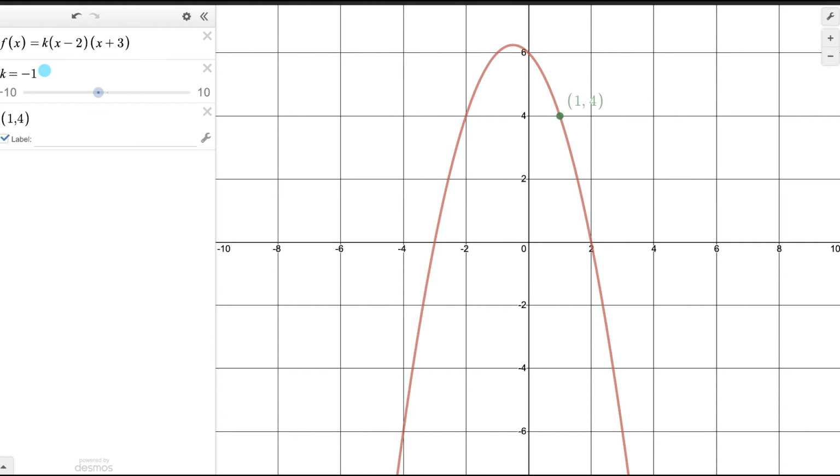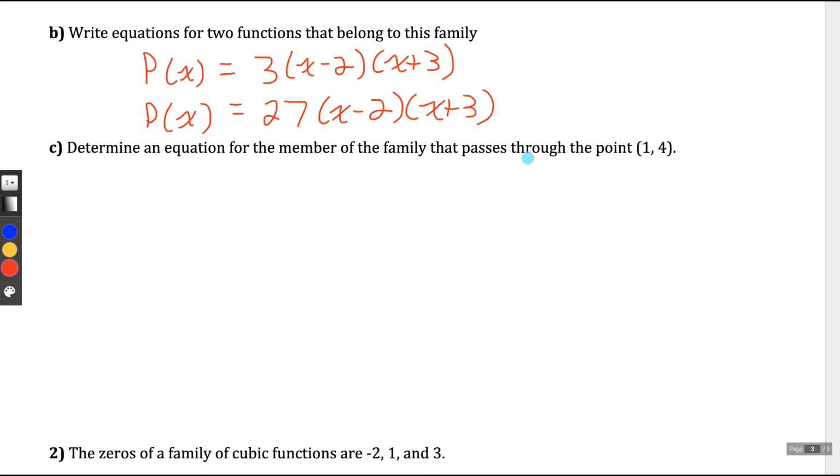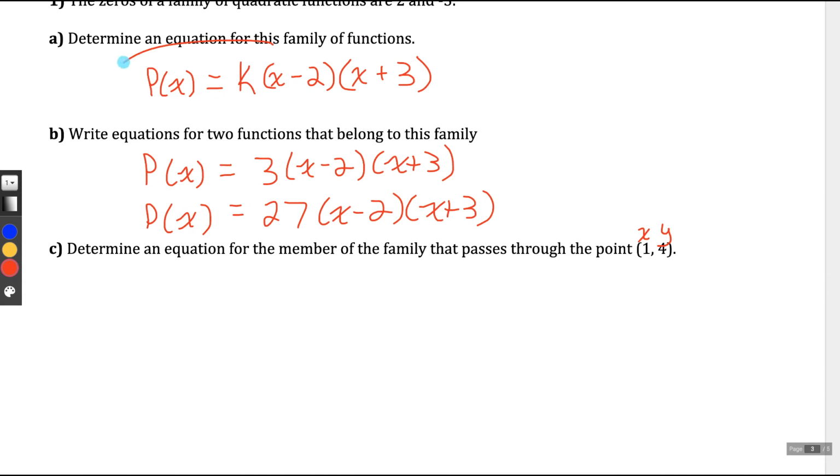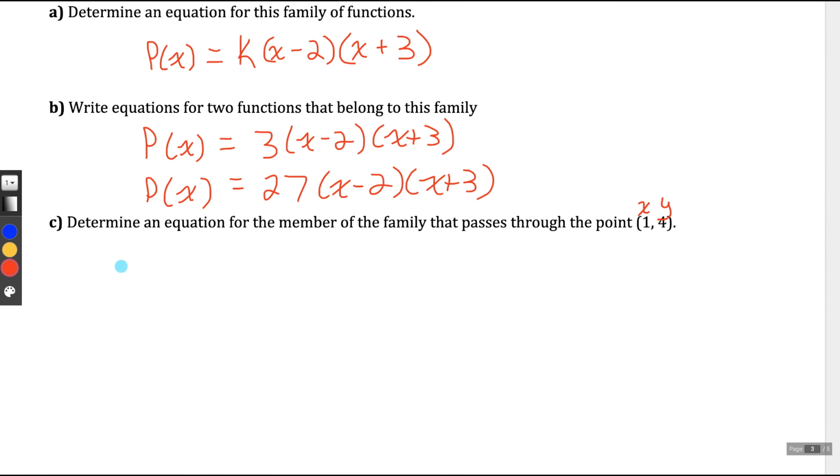How are we going to figure that out algebraically? What we're going to do is sub the point, x, y, into our equation of the family for the functions and solve for what value of k satisfies that equation. So I will write 4 equals k times 1 minus 2 times 1 plus 3.